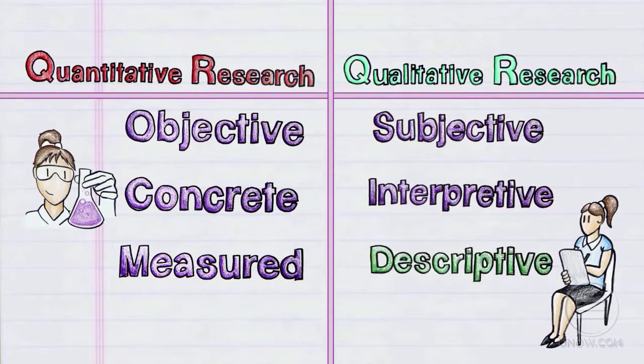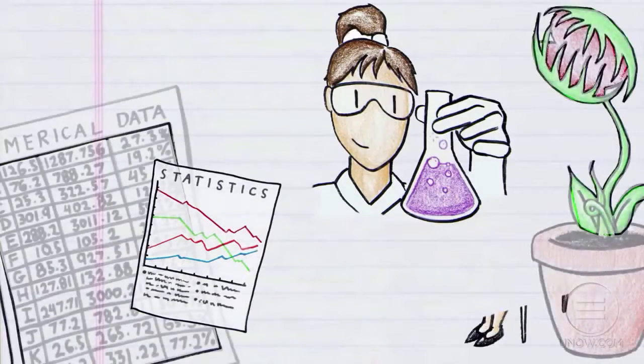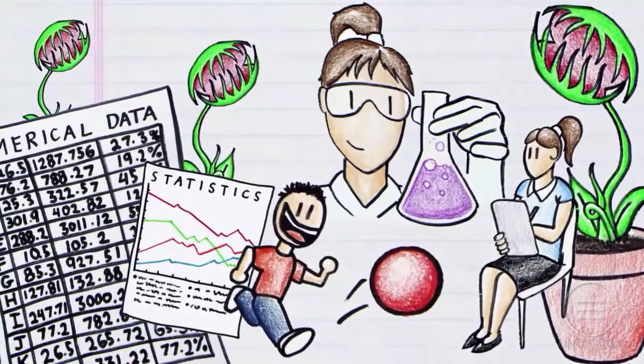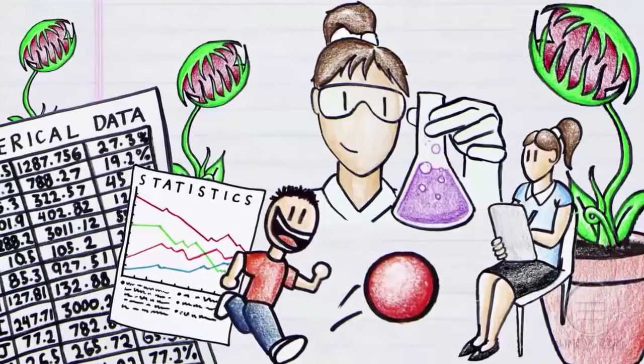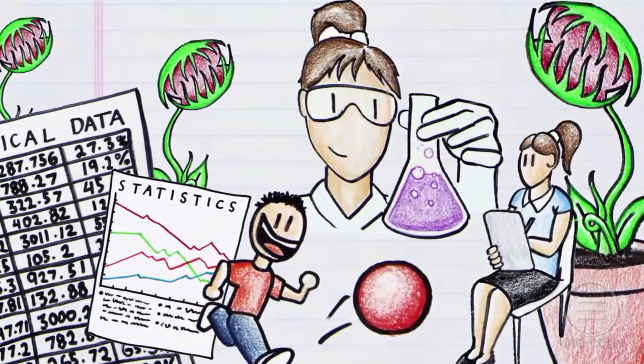So to recap, quantitative research is objective, concrete, and measured, while qualitative research is subjective, interpretive, and descriptive. Not all research falls into one category or another. Your area of study may require a mixture of both. You should choose the method or combination of methods that works best for you.